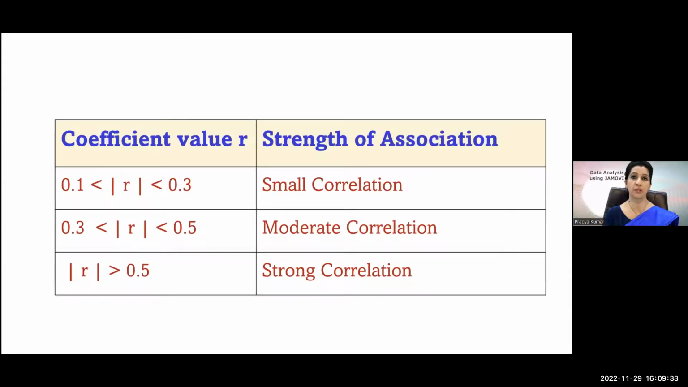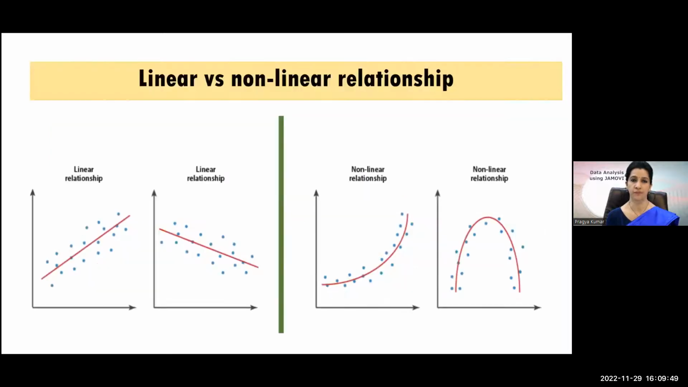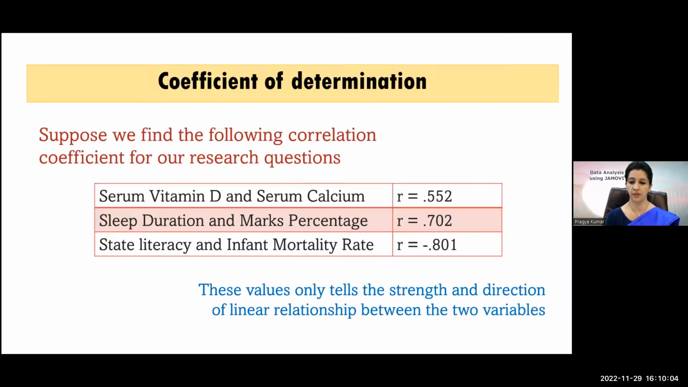So now coming to the strength of association, if the value of the correlation coefficient is less than 0.3, we call it a small correlation. If it is 0.3 to 0.5, we call it a moderate correlation. If it is more than 0.5, then we call it a strong correlation. So this is about linear and non-linear relationships. If your scatter plot is something like this or this, then it is a linear relationship. If your scatter plot is like this or like this, then it is a non-linear relationship.